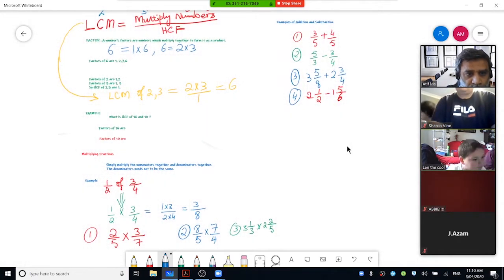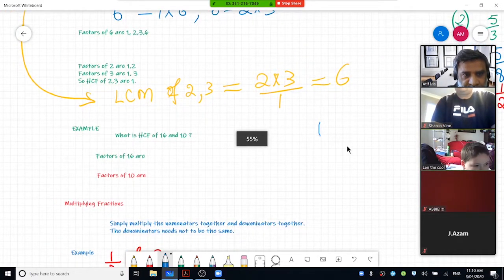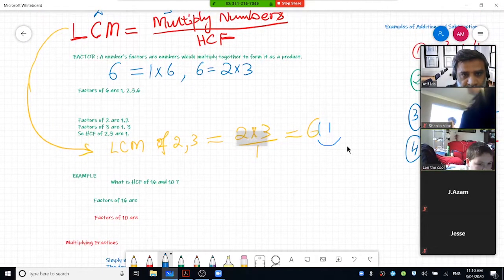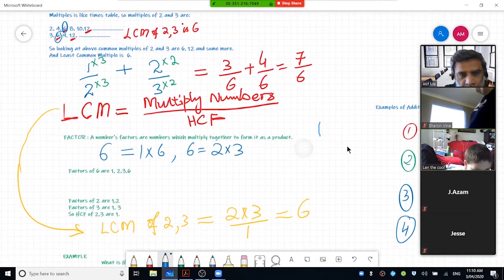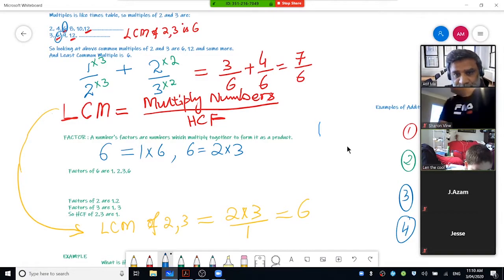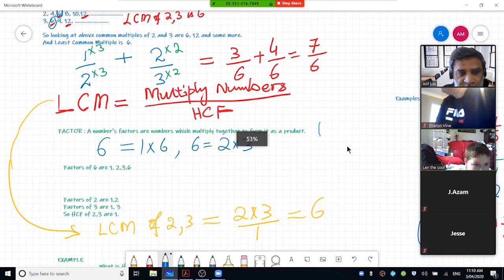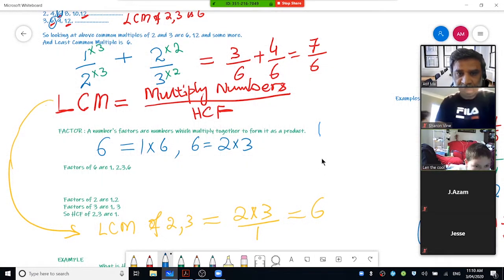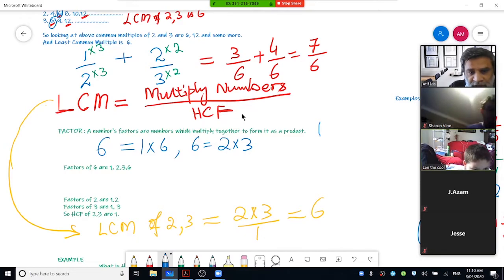So now we will do a question. How do you find the LCM? You can find the LCM by multiplying the numbers and dividing by the highest common factor. So the next question is, what are factors and what is a highest common factor?